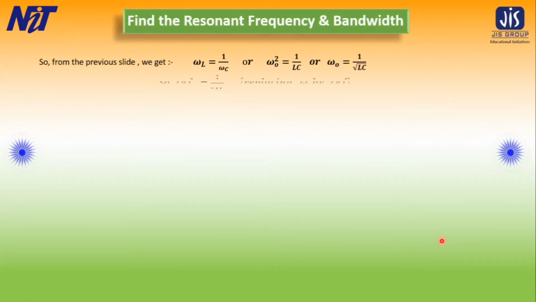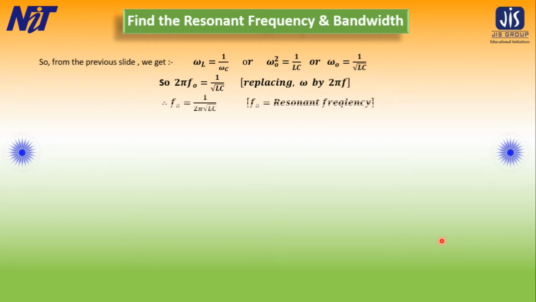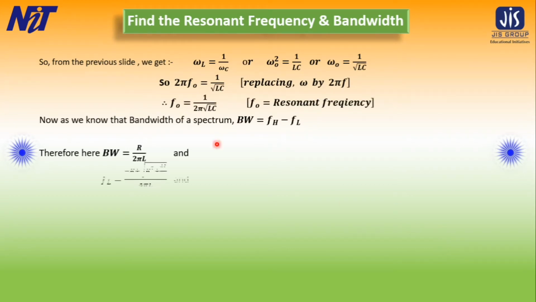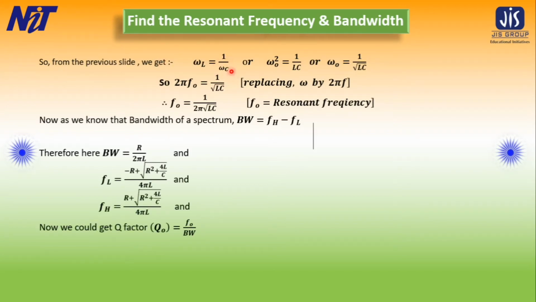Now find the resonant frequency and bandwidth of that circuit. From the previous slide we get omega L equals 1 over omega C, or we can say omega naught squared equals 1 by LC. Therefore omega naught equals 1 by root over LC.